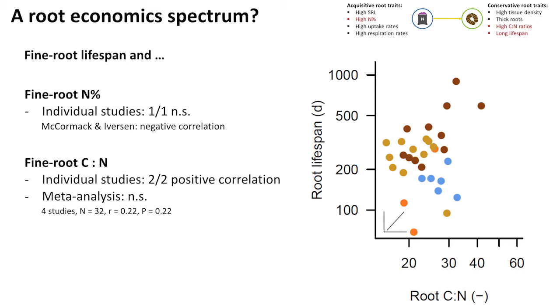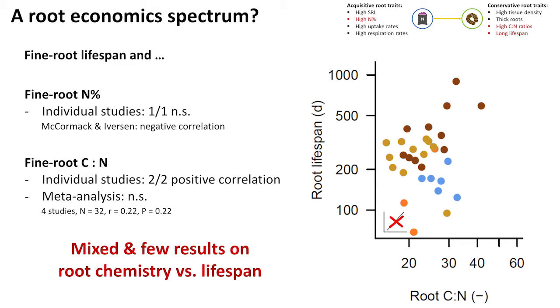We found more studies that correlated root C to N ratios to fine root lifespan, and 2 out of the 2 studies that tested this did find a positive correlation, which agrees with the root economic spectrum hypothesis. But our meta-level analysis across 32 data points found no significant relationship there. So from this, again, there are very few results on the relationship between root chemical traits and fine root lifespan, and these results seem to be mixed.